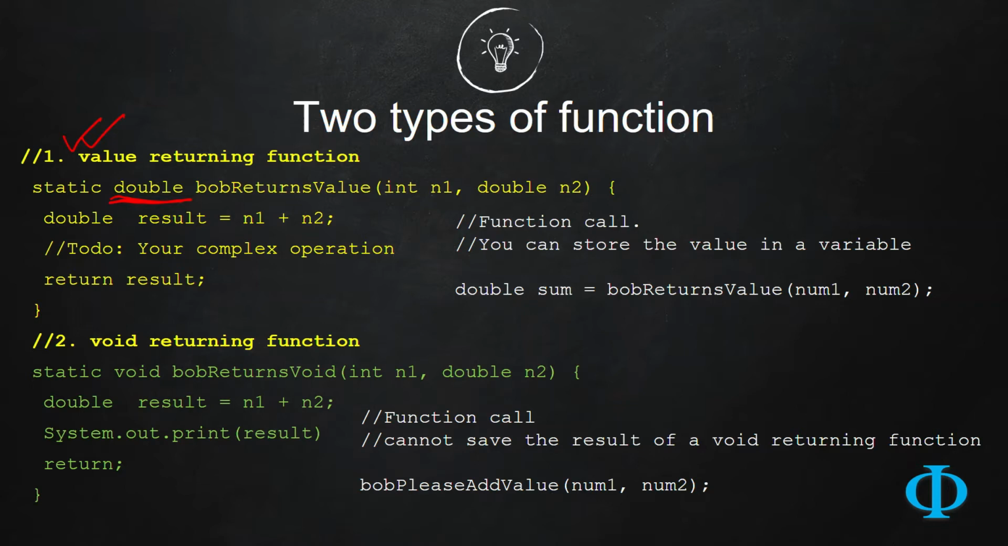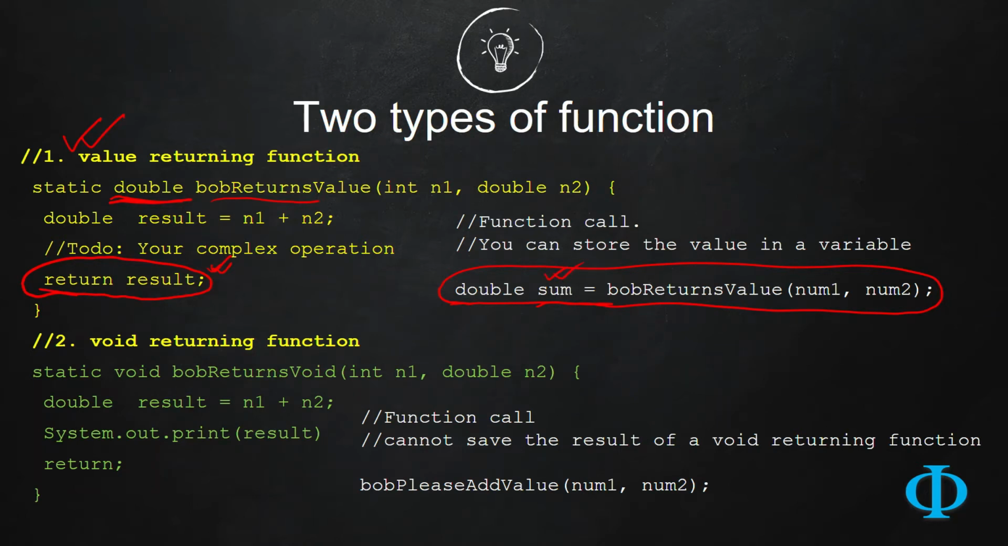The return type means that at the end of the function, it is returning the result to its caller function. And that result can be stored inside another variable of the caller function like this. In our case, the result returned by this function, Bob returns value, is stored inside this sum variable.